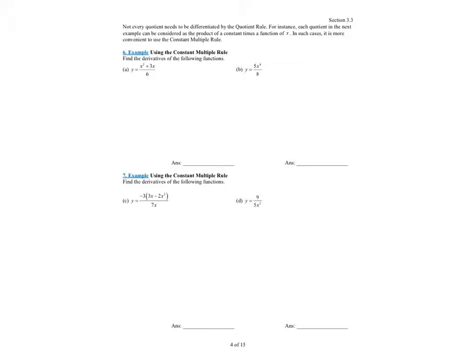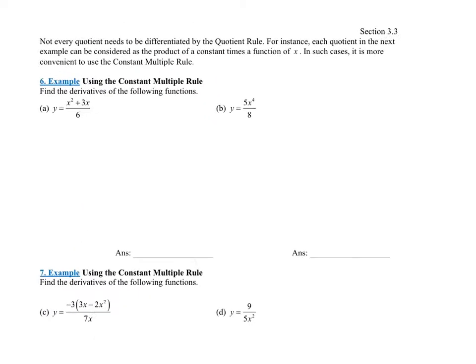Okay, so this next part is really important to understand. It says not every quotient needs to be differentiated by the quotient rule. So the idea is if you see a fraction, that doesn't automatically mean you're going to be using the quotient rule. You need to think about that fraction first. Remember, if it's a single term, you can always separate and simplify first and then deal with the problem.